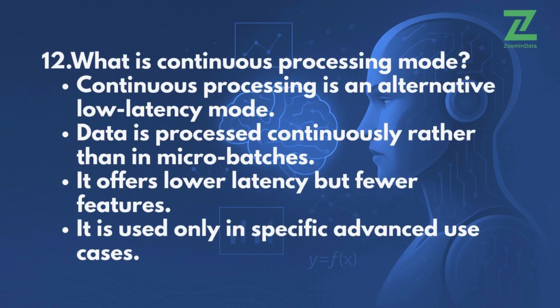What is continuous processing mode? Continuous processing is an alternative low-latency mode. Data is processed continuously rather than in micro-batches. It offers lower latency but fewer features. It is used only in specific advanced use cases.